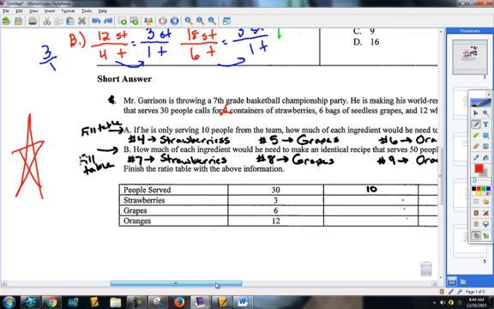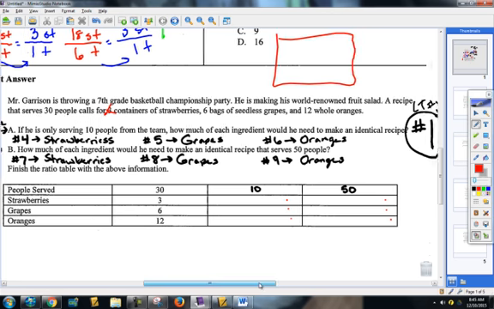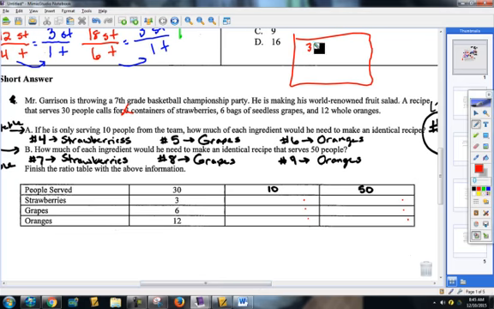So, William. Okay. Here we have the fake ratio. Now, you could go up and do edge pieces if you wanted to and say, okay, I know that my famous fruit salad recipe serves 30 people. I know that it calls for 3 strawberries. I know that it calls for 6 grapes, bags of grapes, of course, and 12 oranges. Okay? And when I look at that, that's all fake information.